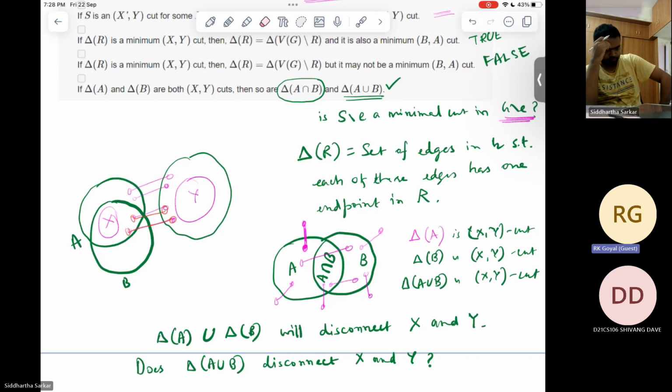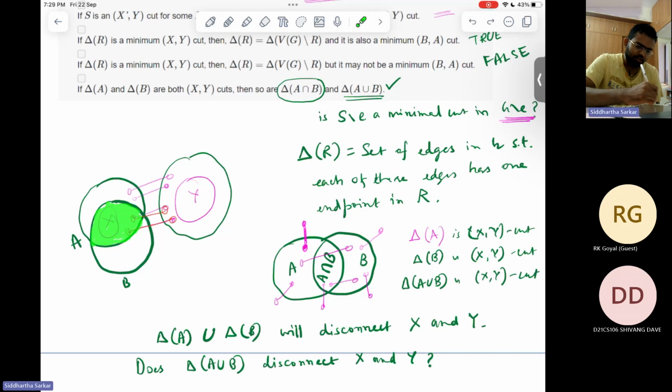Why so? Because all these bridges. If I find the common elements, then delta of A intersection B here would be equal to the minimal one, whichever is minimal out of delta A and delta B. So therefore, this will also be a cut. So both are true. Okay, so you're saying that just disconnecting these two guys will be sufficient. My point here is that the intersection can never be these two guys only. The intersection will always be all the bridges which are connecting X and Y.